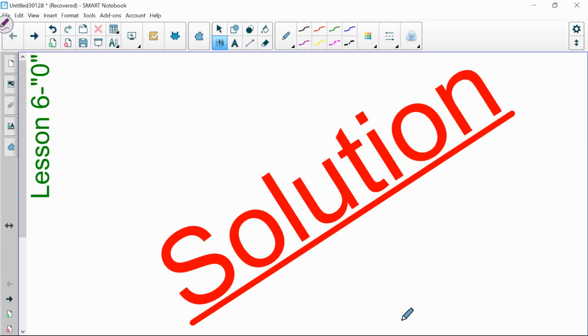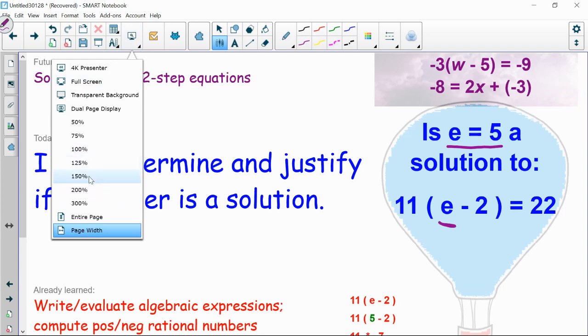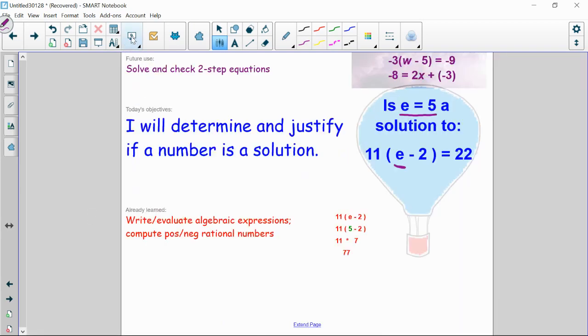So today we are going to talk about solutions. This is where you're given an equation and they're going to tell you what this E here equals. And then our job is to find out if it actually is going to work or not. So that's what our job is to do today. I will determine and justify if a number is a solution.